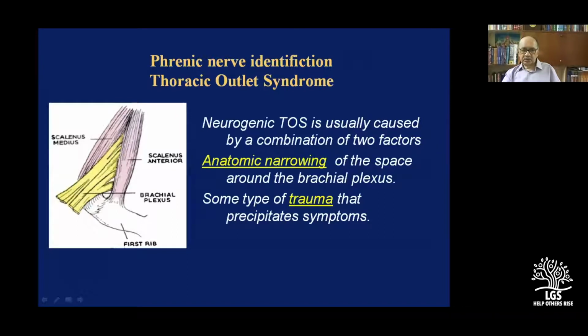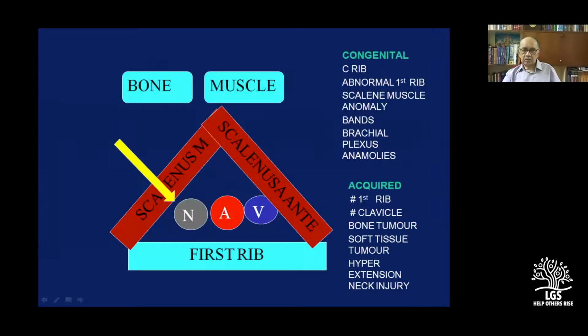This is what I have told you. Anatomical narrowing of space around the brachial plexus, sometimes trauma and hematomas. This is a schematic representation of scalenus anterior anteriorly and scalenus medius posteriorly. The nerve is the first to get cramped. Next, the artery is cramped, and the vein. In fact, the vein comes superior to the scalenus anterior, wrongly written here. And the common denominator is the first rib, which crowds the space.